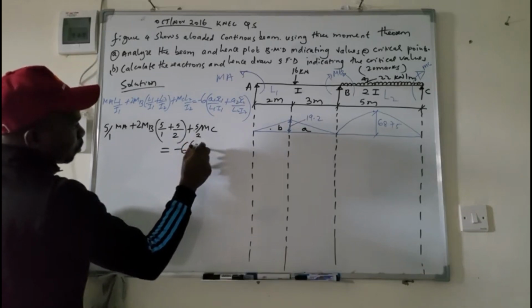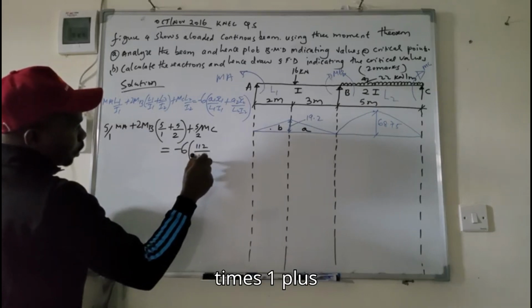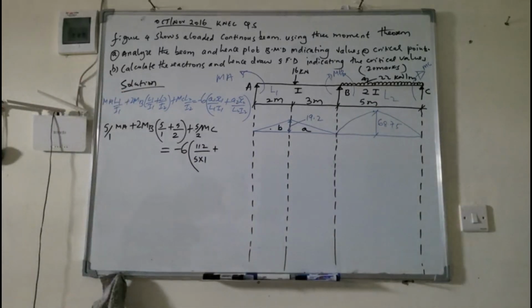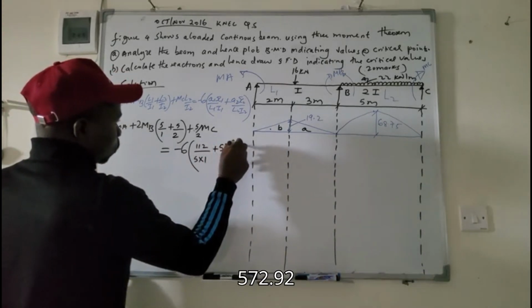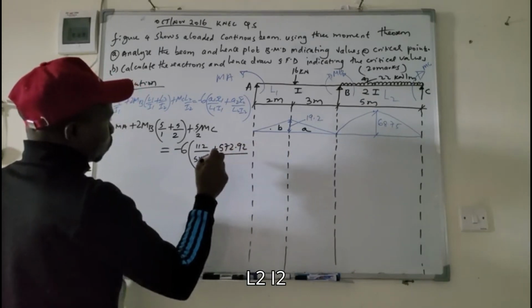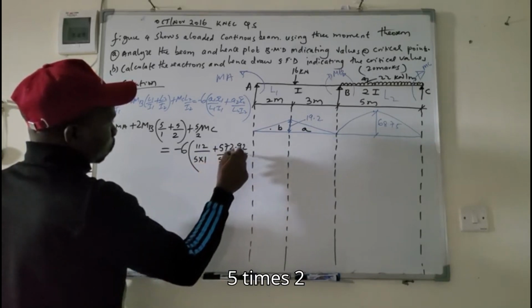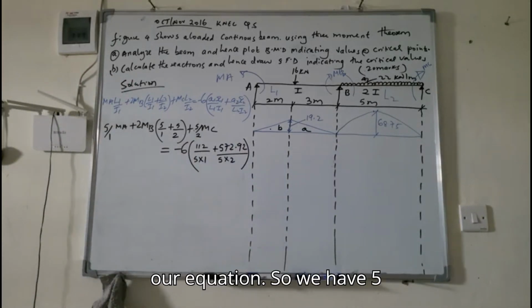So ML2 I2 will be 5 over 2. MC should equal negative 6 into bracket A1 x bar 1 is 112 over L1 I1, that is 5 times 1, plus A2 x bar 2, that one was 572.92 over L2 I2, 5 times 2, like that. Now you can simplify our equation.